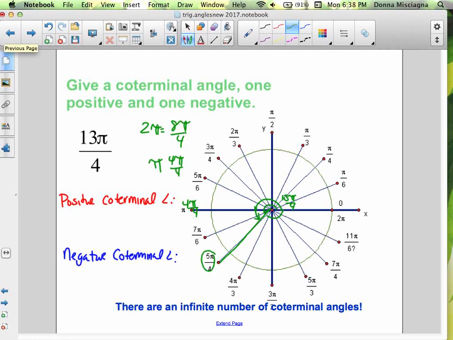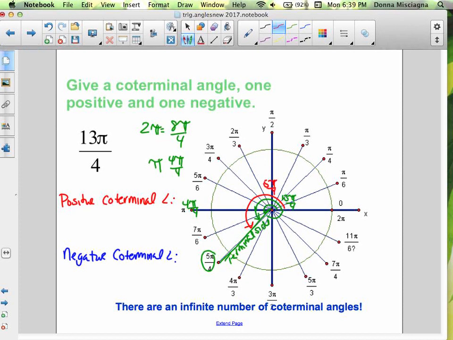5 pi fourths. Well, how could we get that one? The 13 pi fourths is what's graphed. That's the one in green. This is of course our terminal side. Let me write that in. You write that in too. All right, so 5 pi fourths just went around the circle 1 time.